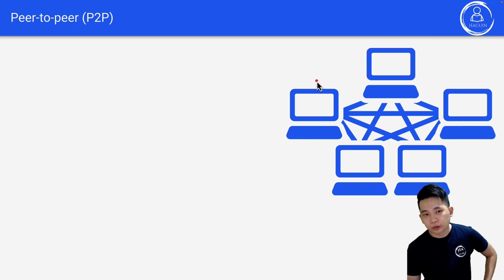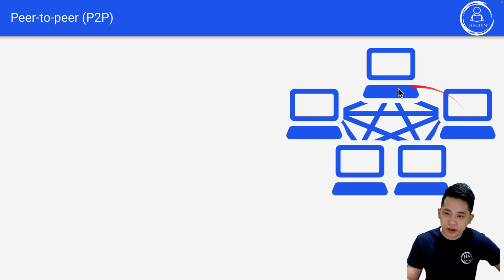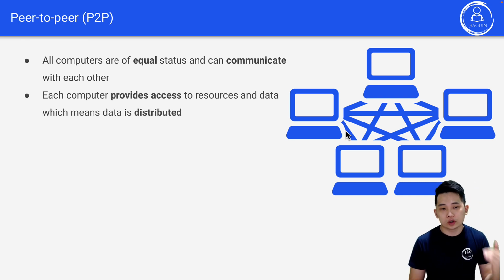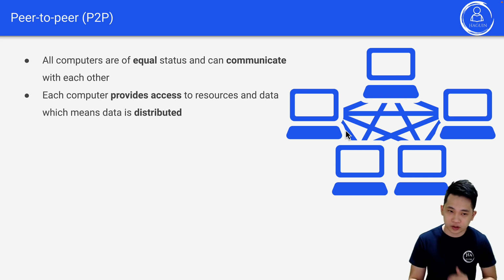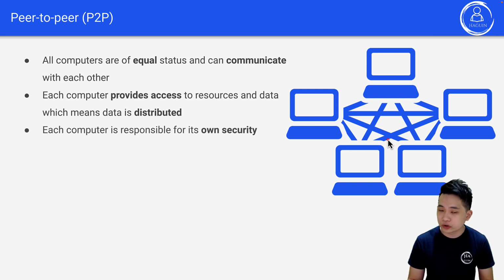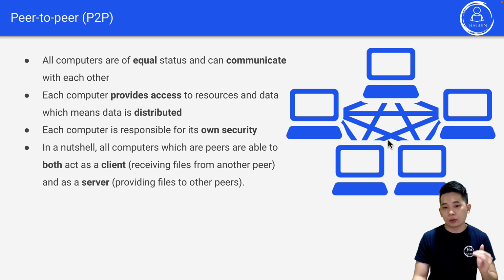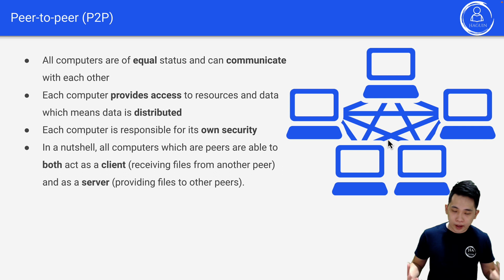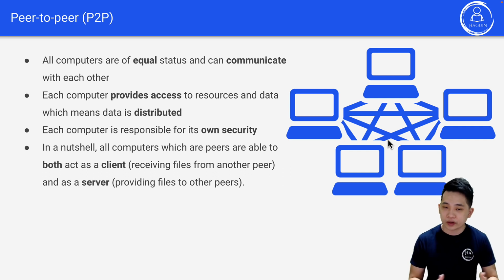Now let's look at peer-to-peer. If we look at the picture on the right here, this is how peer-to-peer works, whereby each of the computers is connected to each other. All computers are of equal status and can communicate with each other. As you can see from the diagram, each computer will provide access to resources and data, which means that the data is distributed among all the computers. Each computer is responsible for its own security. In a nutshell, all computers, which are peers, are able to act both as a client, receiving files from another peer, and as a server, providing files to other peers.